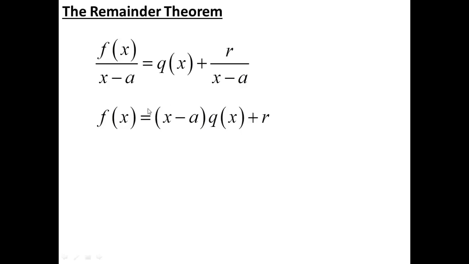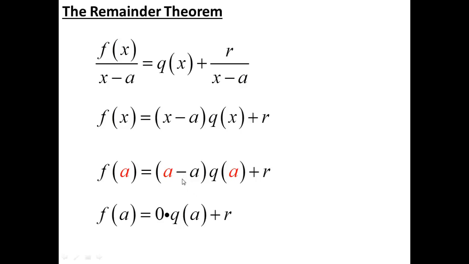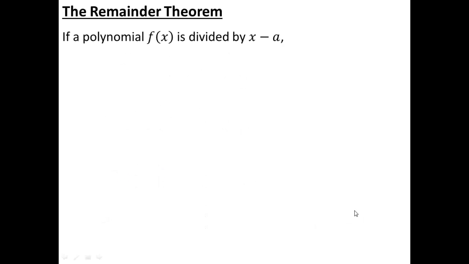Now imagine I wanted to evaluate this function at whatever that a value was. So if I plug in a for x, then I'd have to plug in a anywhere I see the x. So notice a minus a, that's just 0, which means this entire term cancels out. So if I evaluate a function at the a value, which is the root of what I'm dividing by, that's the same value as whatever the remainder was when I divided, which is the remainder theorem. The remainder theorem says if a polynomial is divided by x minus a, then the remainder r is equal to the function value at a.